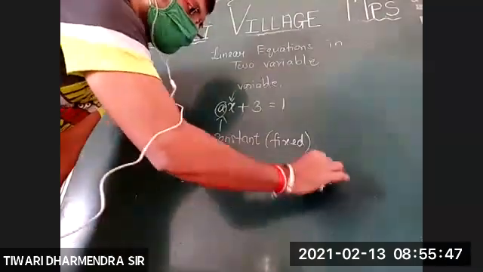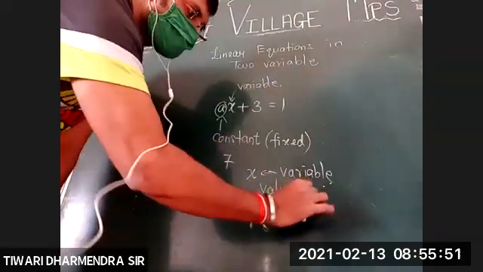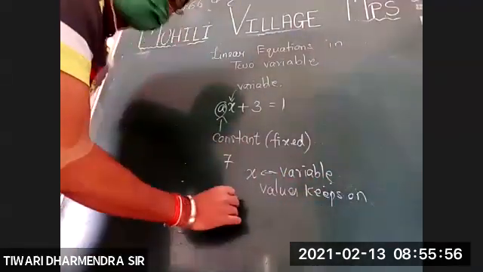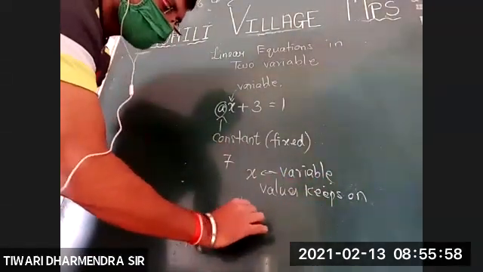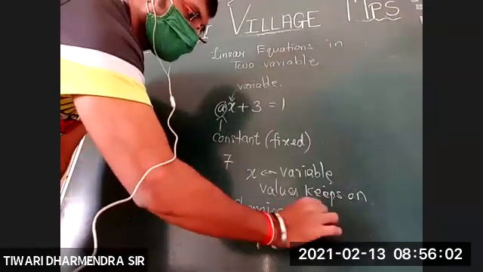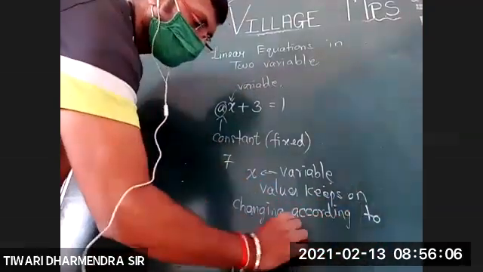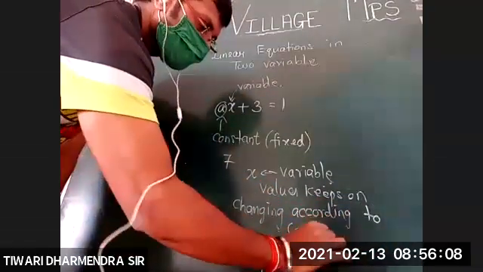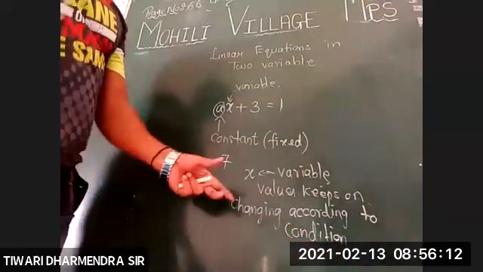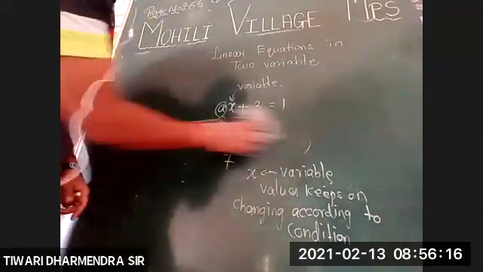This is a variable in which values keep on changing according to condition. Now, what is this condition? Let's take some example.